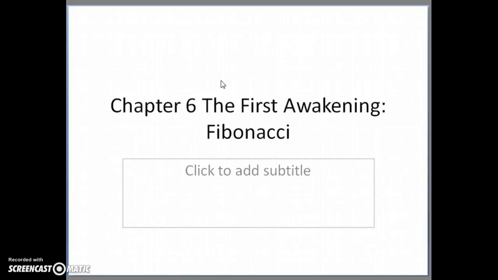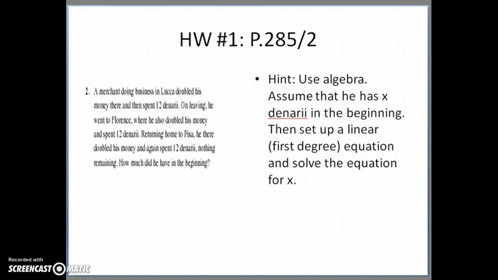Chapter 6, The First Awakening: Fibonacci. Fibonacci is one of the most intelligent mathematicians of the 12th century, and so three homework assignments are from his books. The first one, number 2.